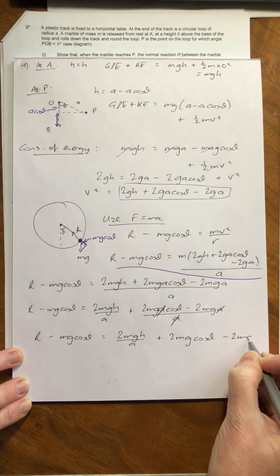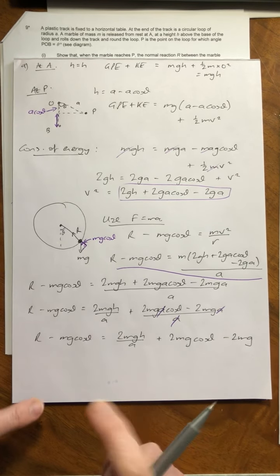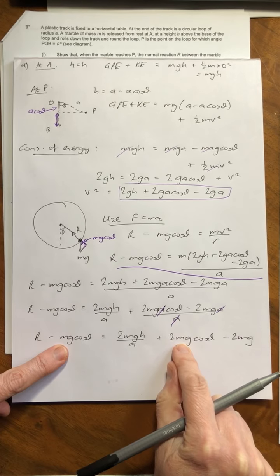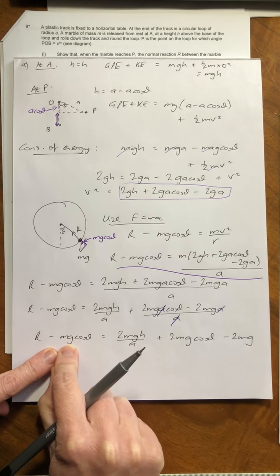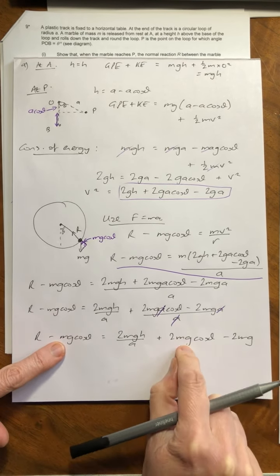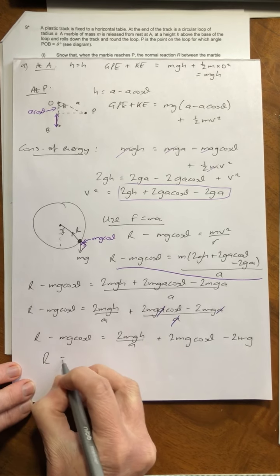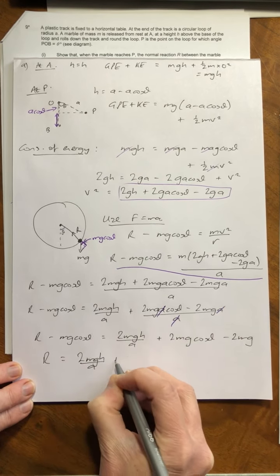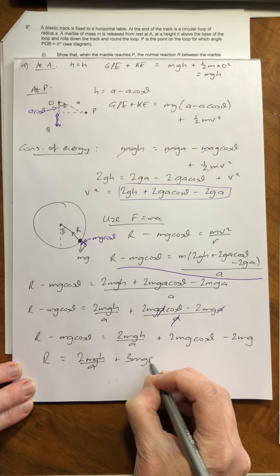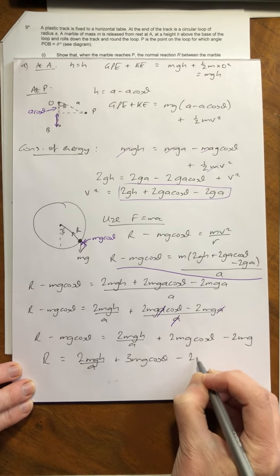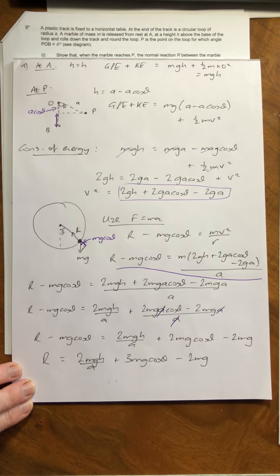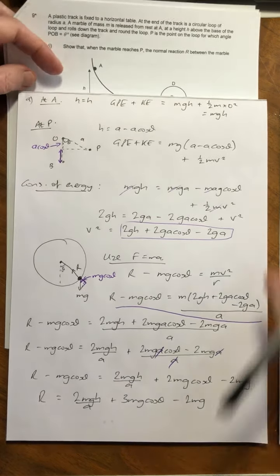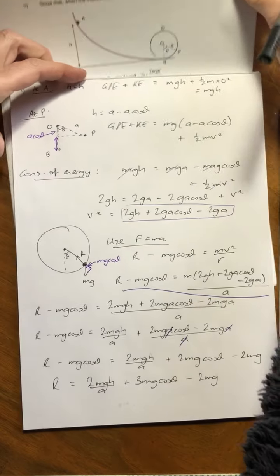minus 2mg. Nearly there, we just need to take that onto there, and you can see I've got a 2mg cos theta. That will be an additional mg cos theta, so those will add to 3. So R is equal to 2mgh over a plus 3mg cos theta minus 2mg, and I think that is pretty much our answer.